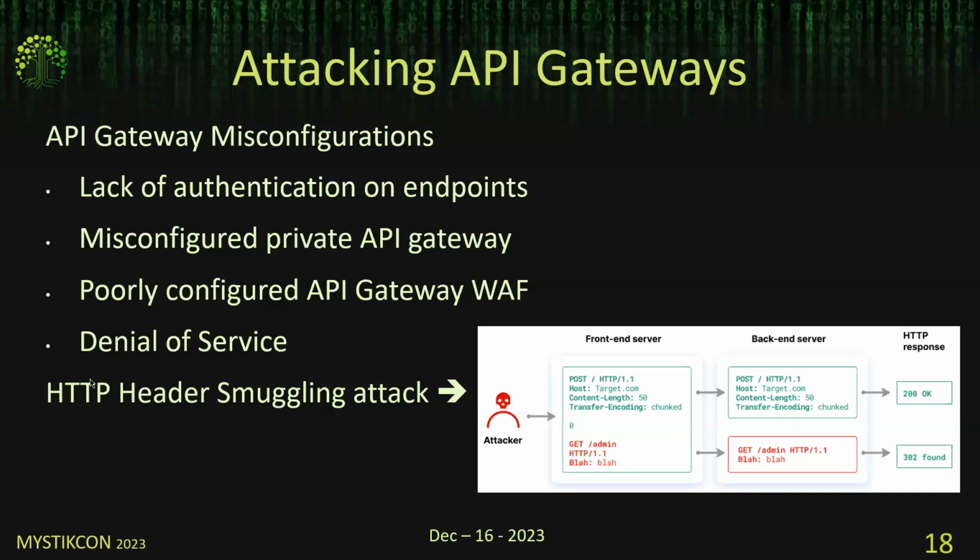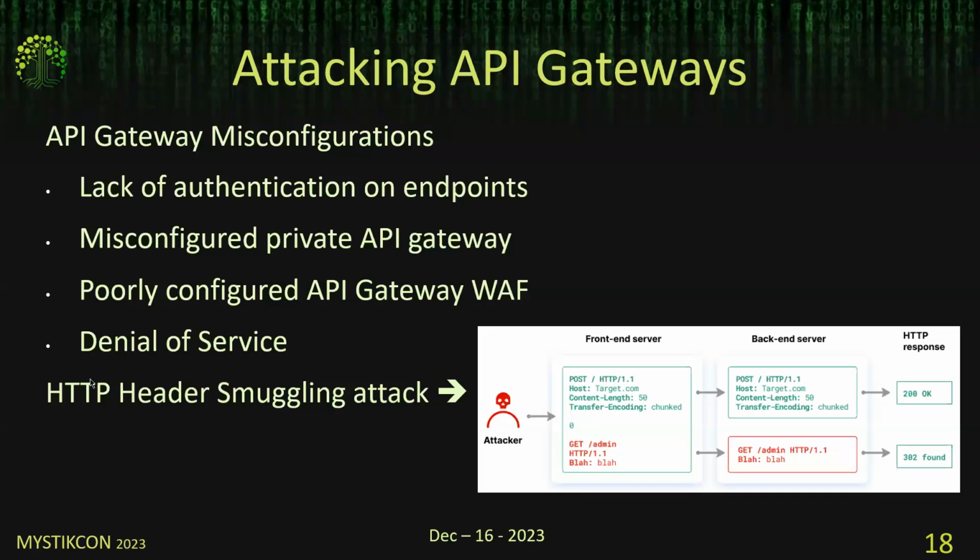Misconfigured private API Gateway. Why does this come under misconfiguration? It is because there are some APIs which are required by the backend systems to perform a variety of tasks. Since these APIs are directly consumed by the backend, they need to be configured with private access.